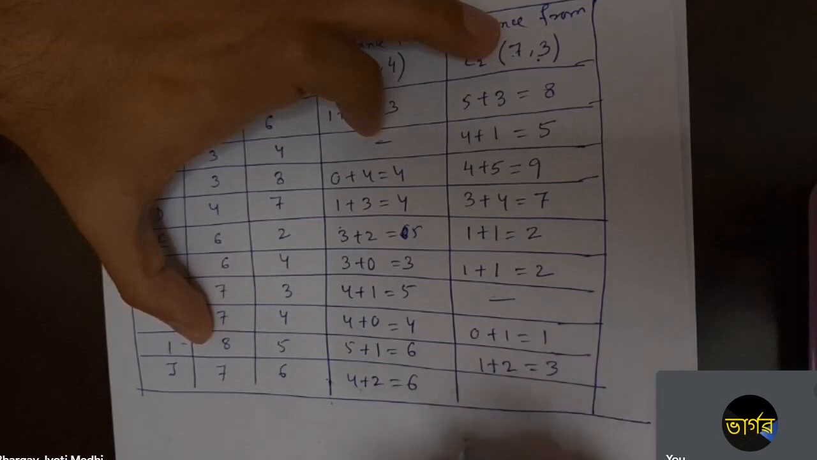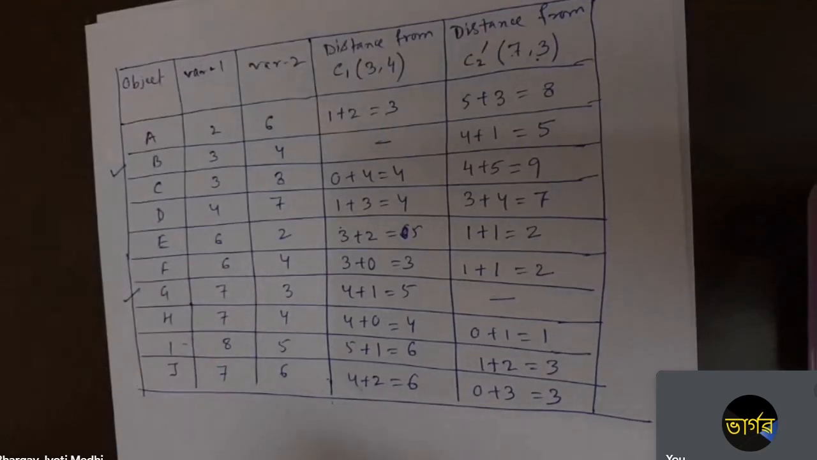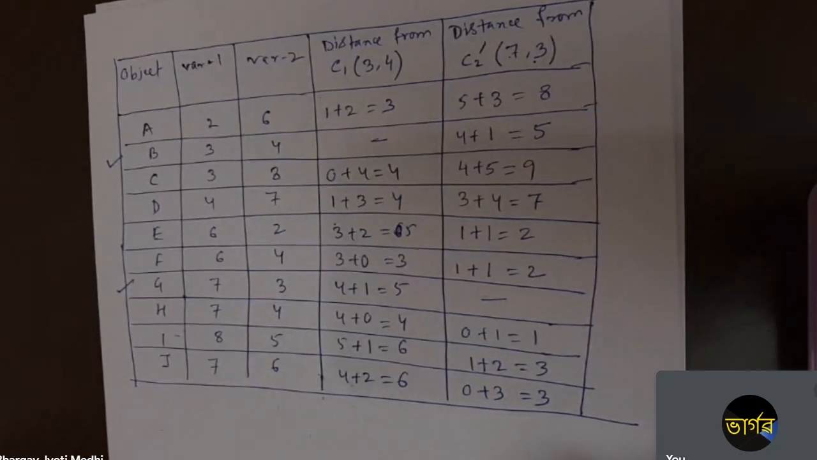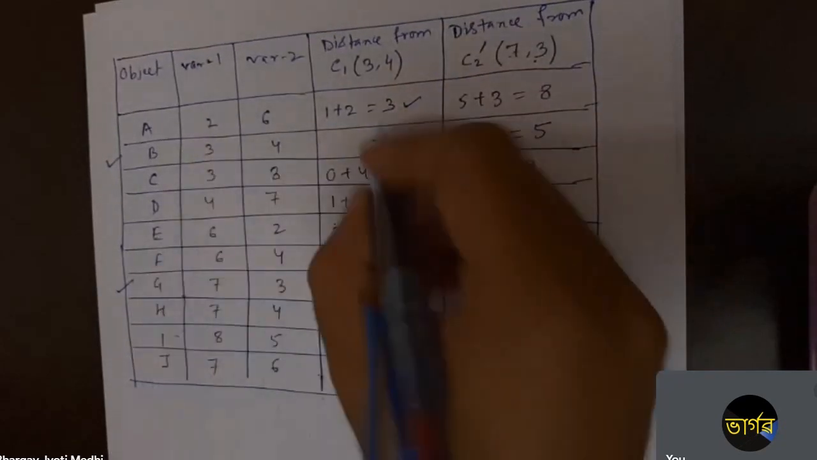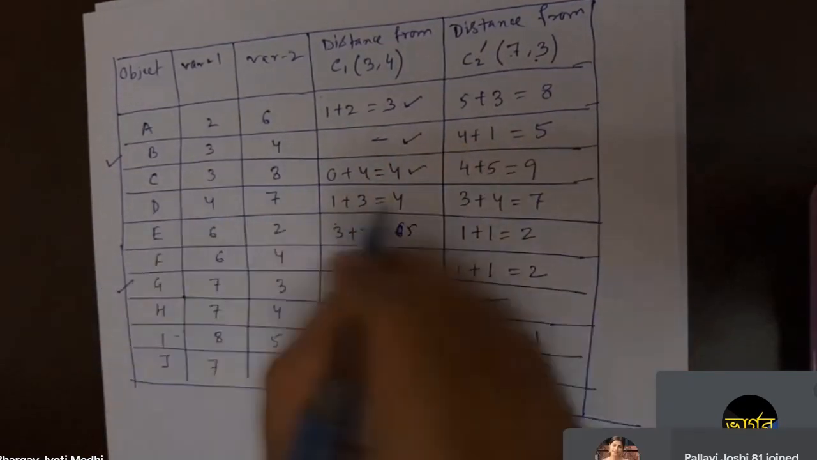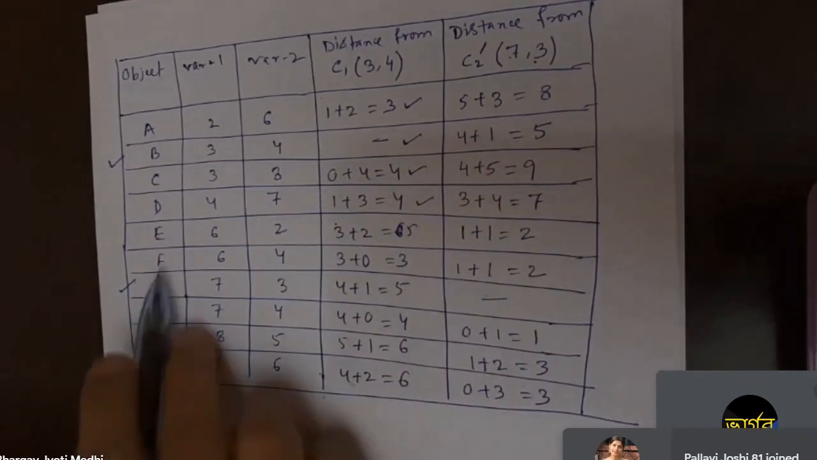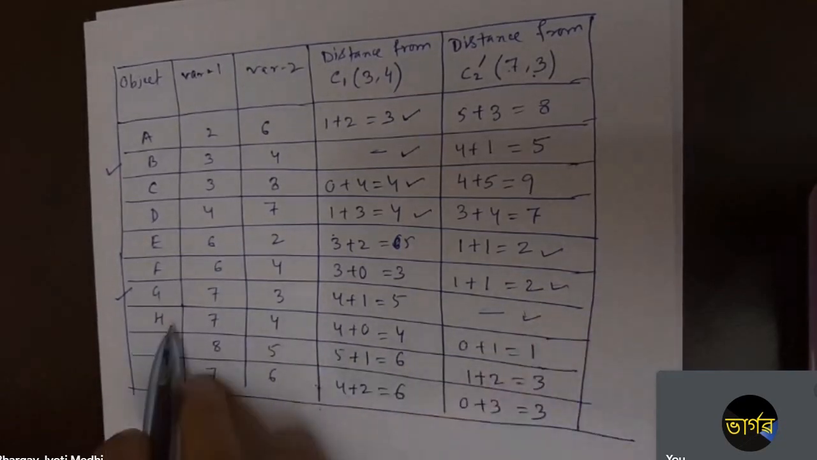Okay, now see the same process as before: see where the shortest distances are. Point A, cluster 1. Point B is already in cluster 1. Point C, 4 9, cluster 1. Point D, 4 7, cluster 1. Point E, 5 2, goes to cluster 2. F, 3 2, this is less. G is already in cluster 2. H, 4 and 1. I, 6 and 3. J, 6 and 3. Okay, now you see.